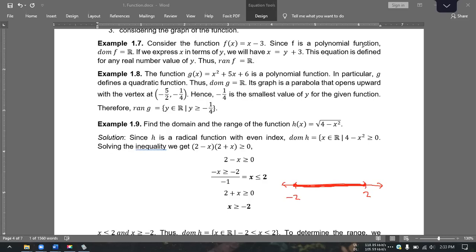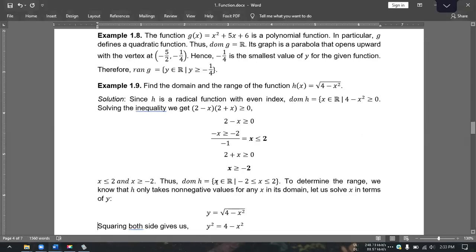So, malinaw, ibig sabihin. So, in symbol, eto siya. This is our domain. The domain is now all set of x, element of R, such that x is greater than -2, but x is less than or equal to +2.